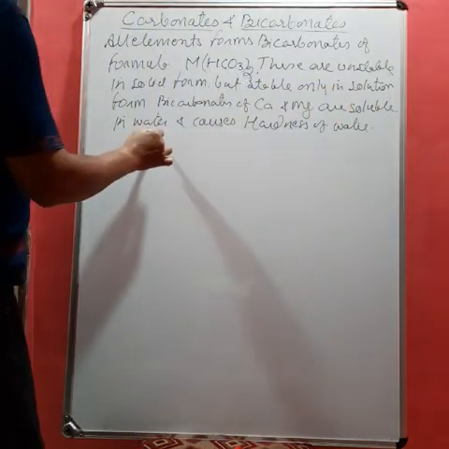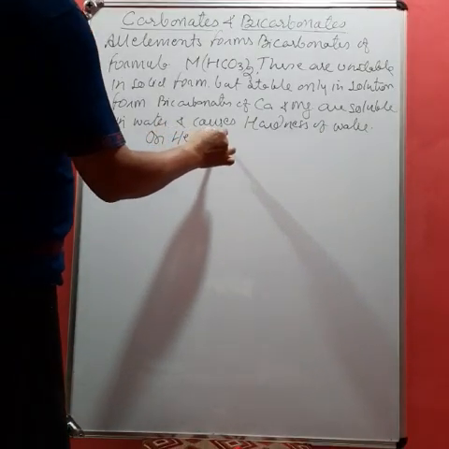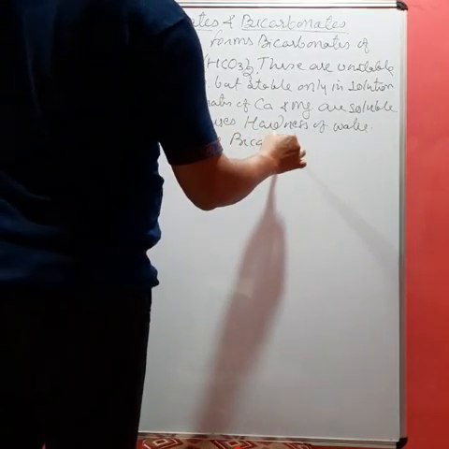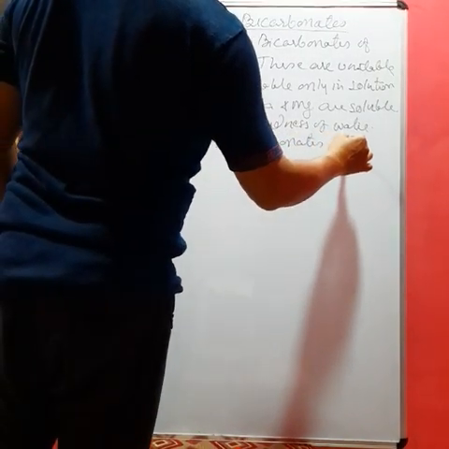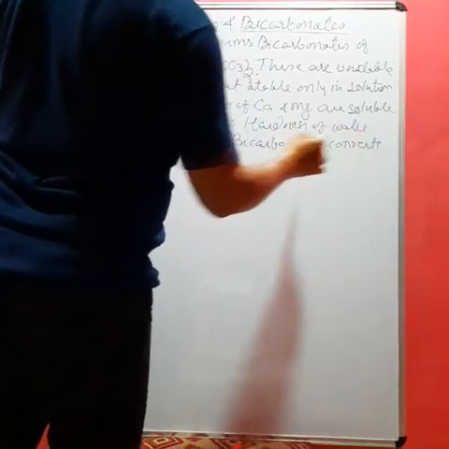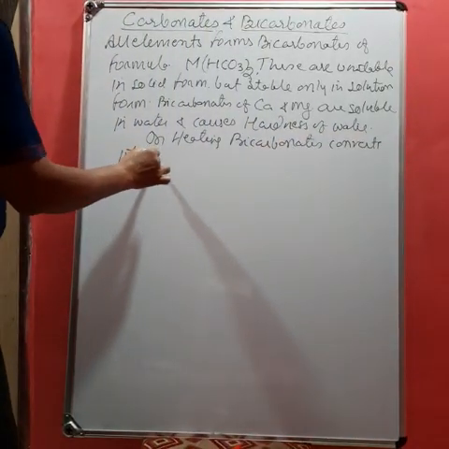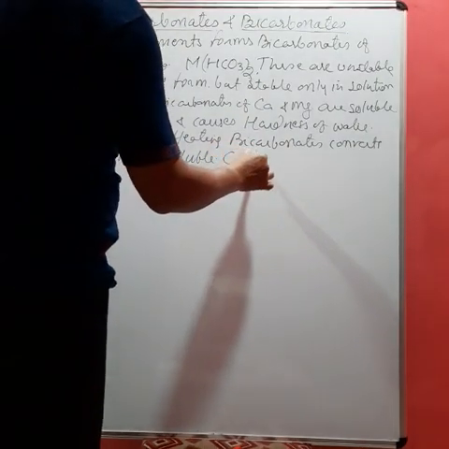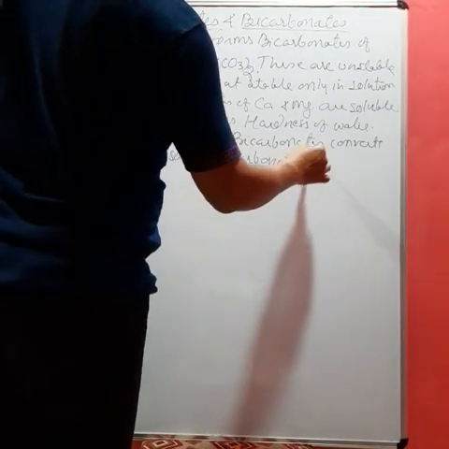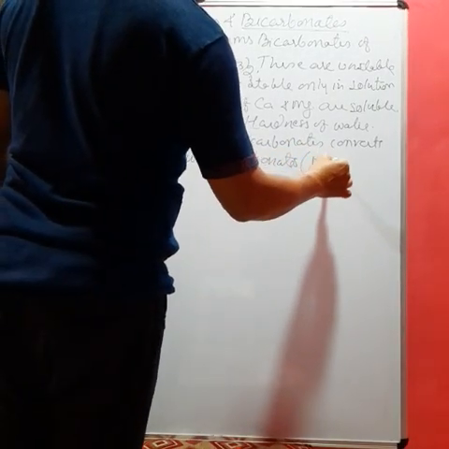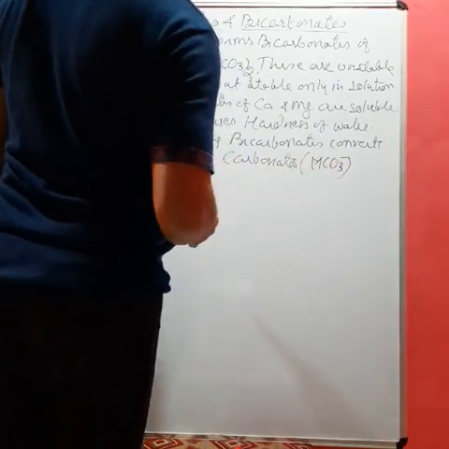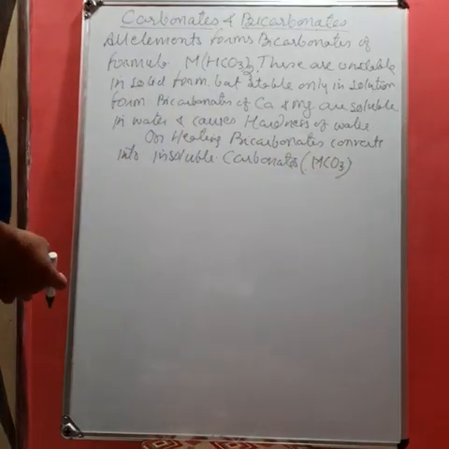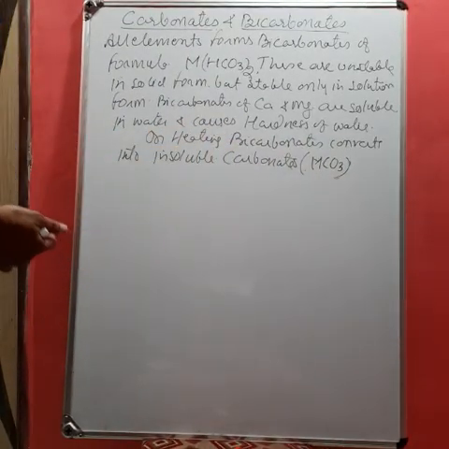Okay. On heating, bicarbonates convert into insoluble carbonates. Now these carbonates will have the formula what? MCO3. Now MCO3, that is what? CaCO3, BeCO3, MgCO3. Okay, BaCO3, isn't it?